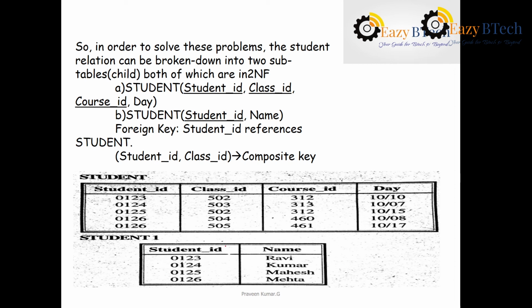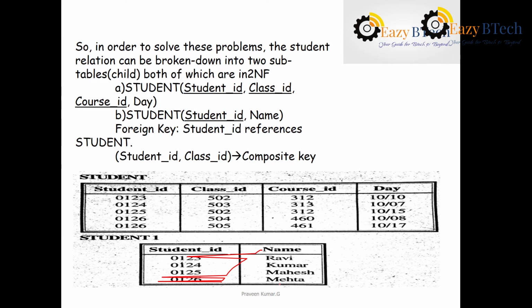First we are dividing into the student table. In student, 123 is Ravi, 124 is Kumar, 125 is Mahesh, 126 is Mehta. First we have to divide into the student table. After that we go with the student course. In the student course, 123 is registered, 124 is registered, 126 is registered, for different courses.